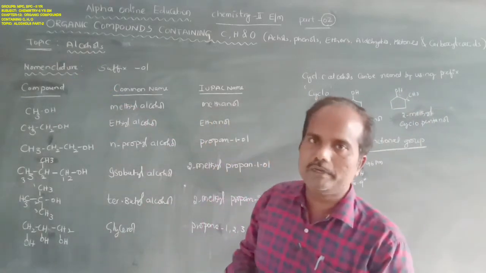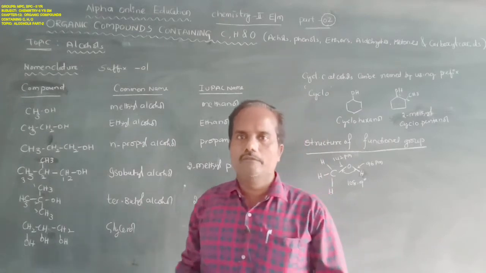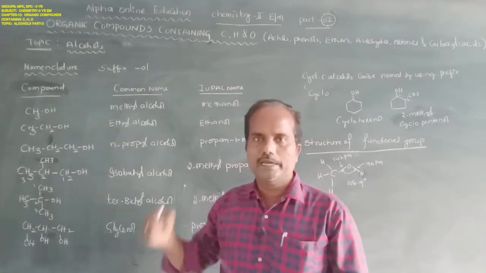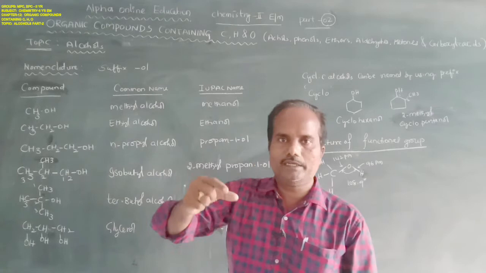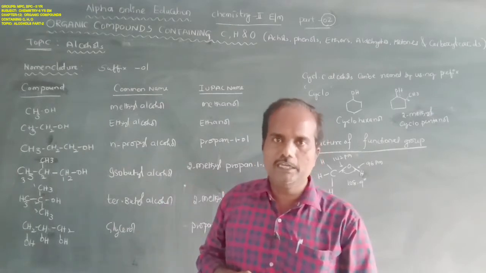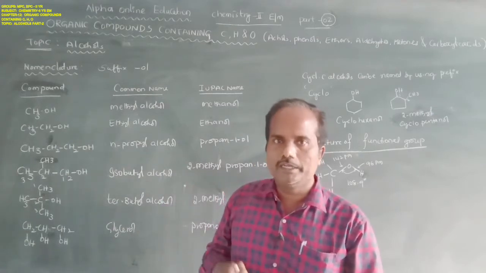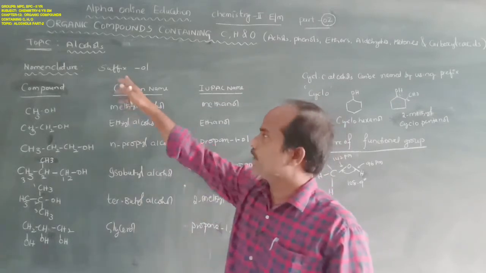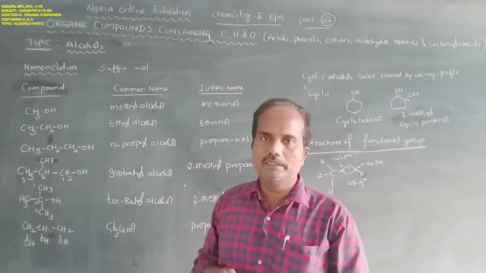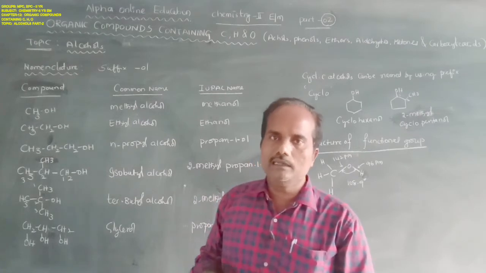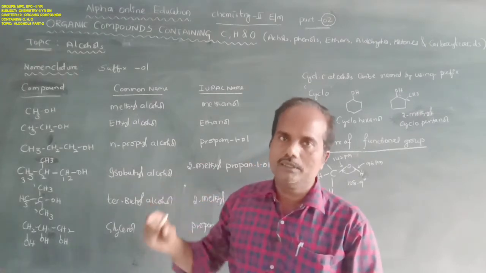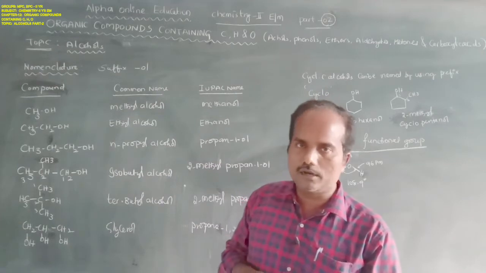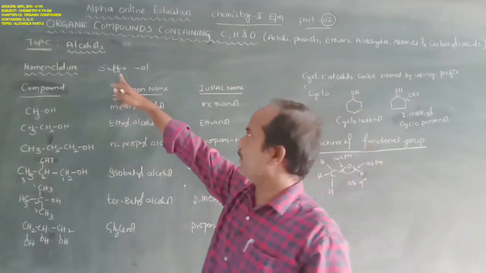So what is meant by alcohol? When a hydroxyl group is attached to an aliphatic carbon instead of one hydrogen. When a hydrogen is replaced by the hydroxyl group in an aliphatic hydrocarbon, then that is called an alcohol.